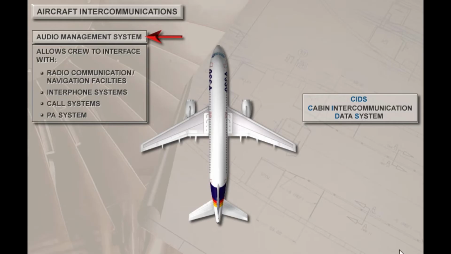The intercommunication system is divided into two main subsystems, the audio management system and the cabin intercommunications data system, or SIDS. The crew uses the audio management system to interface with all radio communication and navigation equipment installed on the aircraft. It also provides access to the interphone systems, the call systems, and the passenger address system.